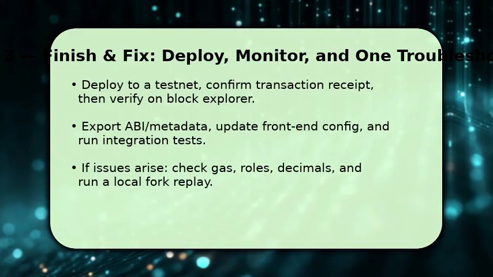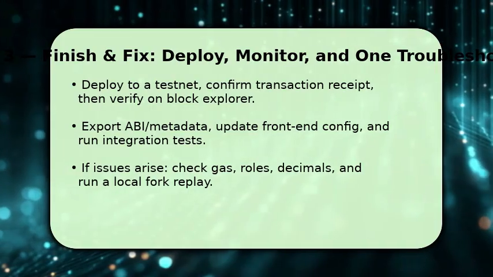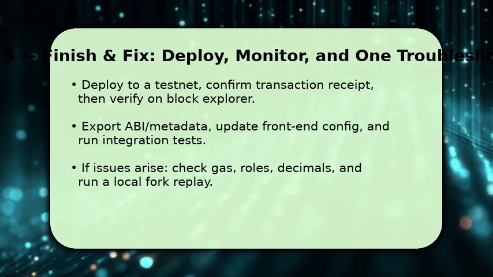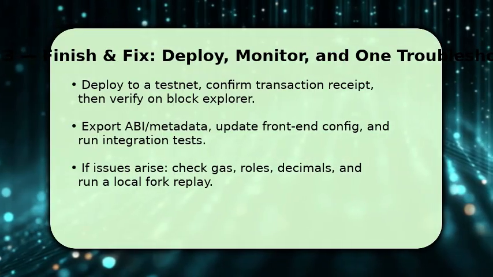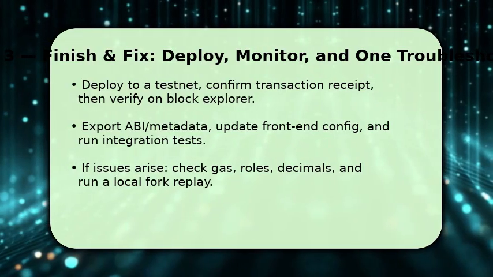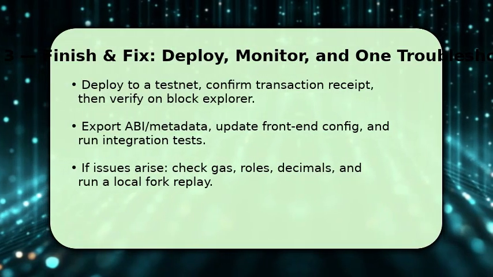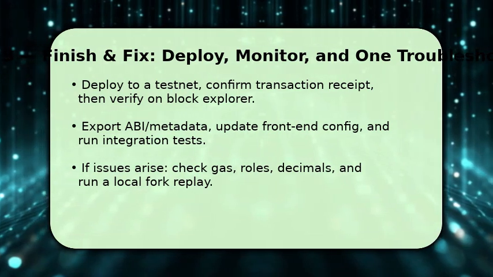Once deployed, export the ABI and metadata, update your front-end configuration, and execute integration tests against the deployed address. If something goes wrong, check gas limits, role assignments, and decimal mismatches, and then replay the transaction on a local fork to reproduce the failure. This single troubleshooting step solves most deployment problems.